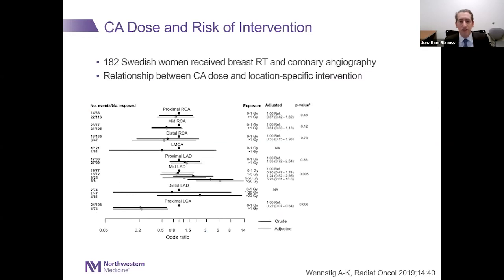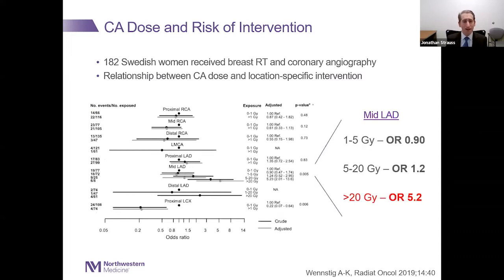This next series, also out of Sweden, tries to give us a sense of a dose threshold. So how much dose did it take to a segment of the coronary artery to see an elevation in the risk of need for intervention, in this case, need for coronary angiography or stent placement? And what we can see when we zoom in here, if we look at the middle LAD, is that for those patients who got on average 1 to 5 gray, the odds ratio for an intervention was 0.9. In other words, no elevation in the risk of needing intervention in that segment.